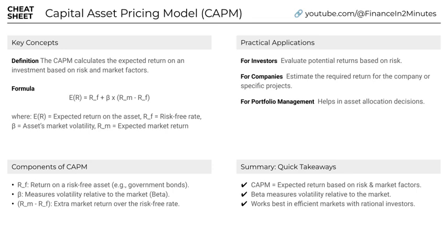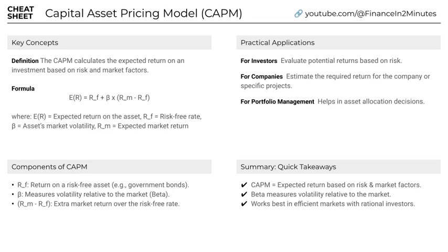The expected market return is the expected return on the overall market. Beta measures the volatility of an investment in relation to the market as a whole. A beta of 1 indicates that the investment's price will move with the market, while a beta less than 1 means it is less volatile than the market, and a beta greater than 1 indicates higher volatility.